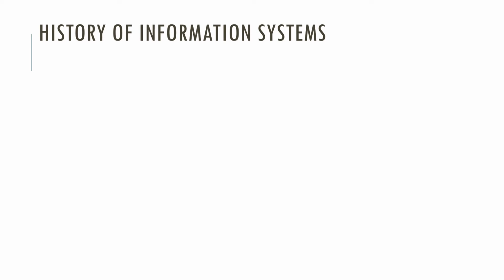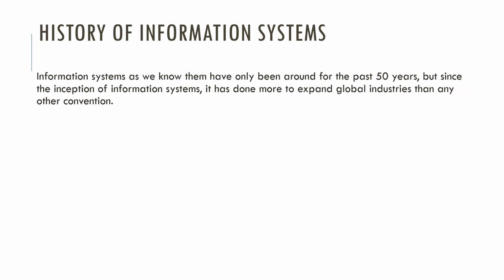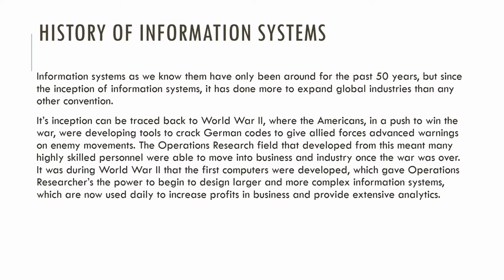Let's go through the history of information systems. Information systems as we know them have only been around for the past 50 years, but since the inception of information systems, it has done more to expand global industries than any other convention. Its inception can be traced back to World War II, where the Americans, in a push to win the war, were developing tools to crack German codes to give Allied forces advanced warnings on enemy movements.